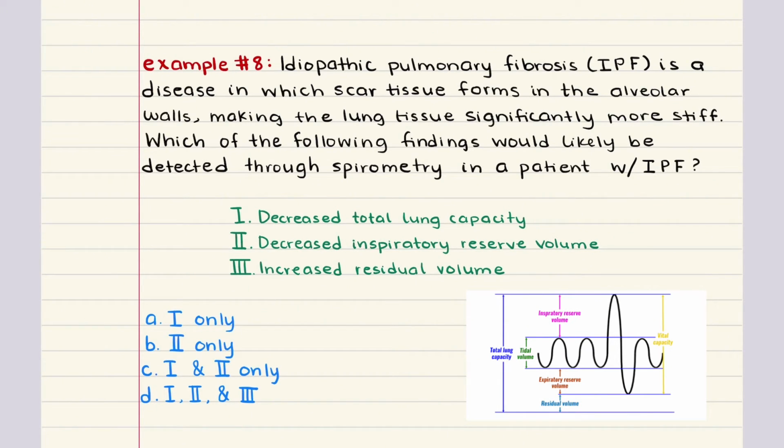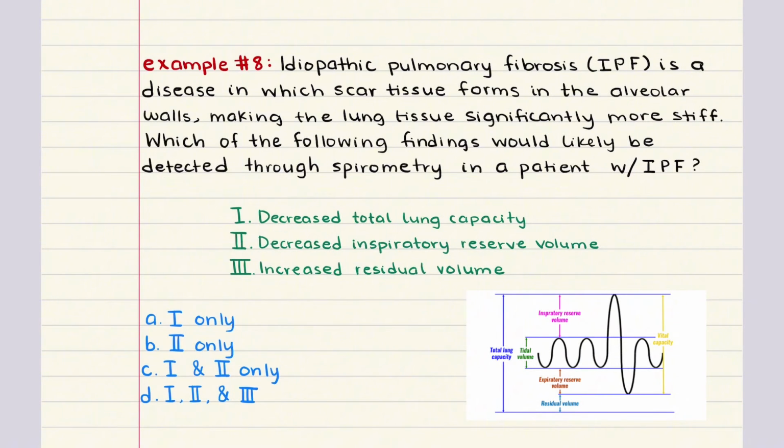IPF is a restrictive lung disease, meaning the lungs lose elasticity and they become stiff due to the scarring in the alveolar walls. This is going to reduce the lung's ability to expand fully. And as a result, we'd expect a decrease in inspiratory volumes since the patient can't inhale as deeply. Let's keep that in mind and let's go through each option. The key to answering this problem is not really understanding what IPF is, it's understanding the uses and limitations of spirometry.